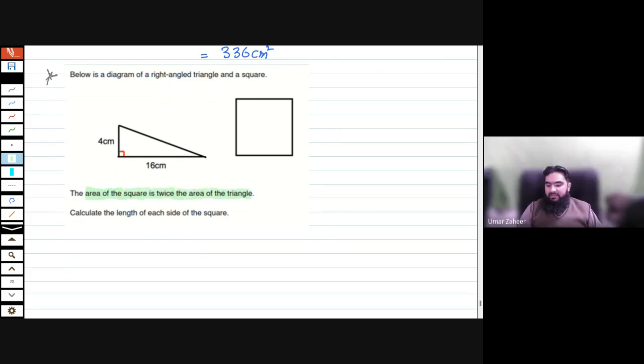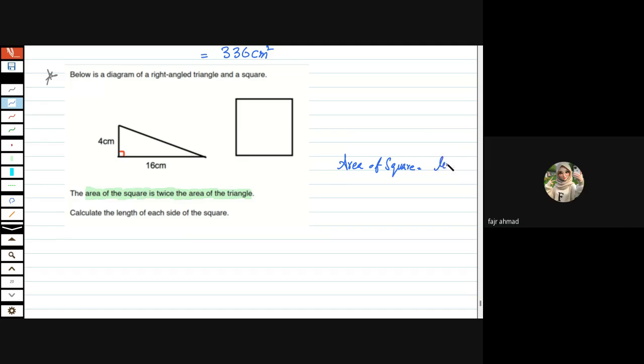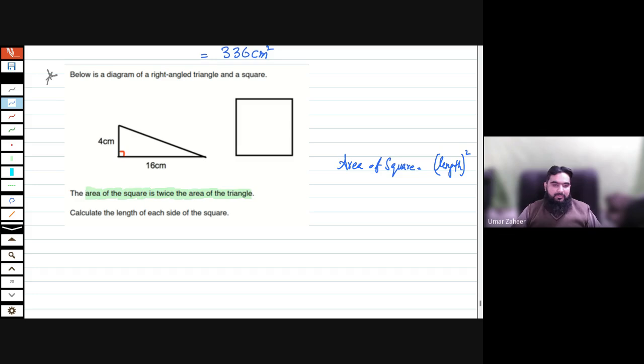He says that the area of a square is going to be equal to twice the area of a triangle. So first of all, tell me what is the area of a square? Length multiplied by width. Length and width are going to be the same, so simply length square. For example, if it is L, L, L, L, then L multiplied by L will be L square.